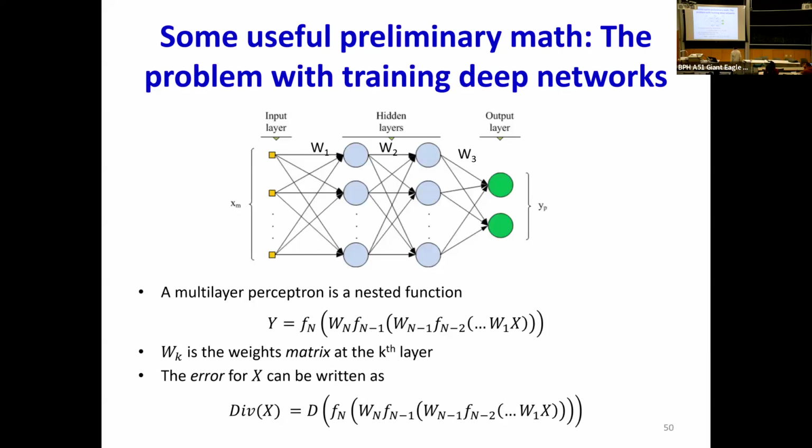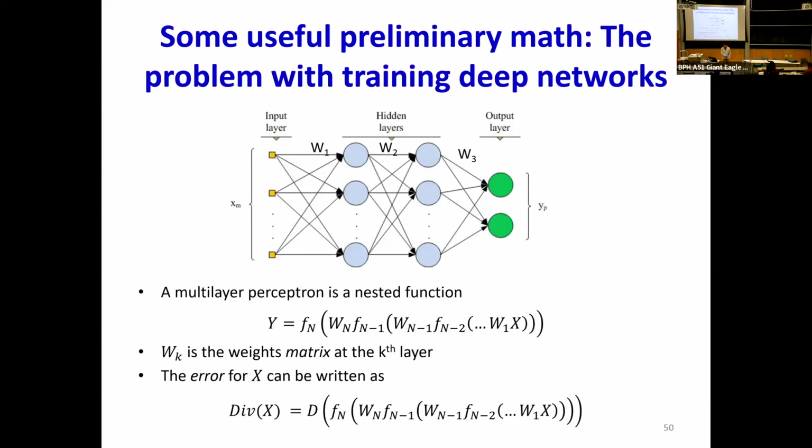And so the whole thing can be written as Fn, the final layer activation, of Wn times Fn minus 1, where Wn is the weight matrix for the final layer. Fn minus 1 is the activation of the penultimate layer of, again, some weight matrix times the previous activation, and so on. And the divergence between the output of the network and the desired output is also a nested function. It's a function of the output of the network itself.